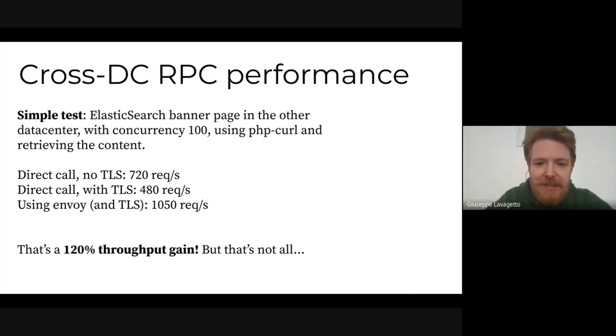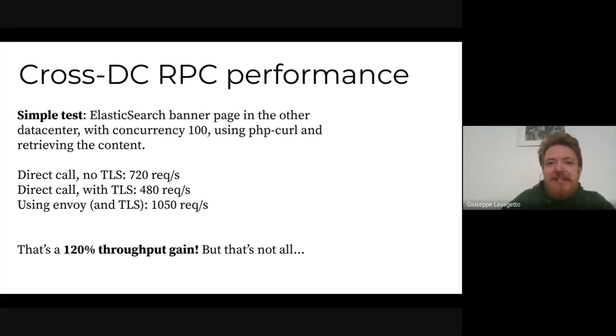There are large-ish error bars across those numbers, but still, it's a 120% throughput gain when we use Envoy for TLS calls to a remote data center. Okay, this would solve our problem. We want to call encrypted across data centers, and we don't want to lose performance.